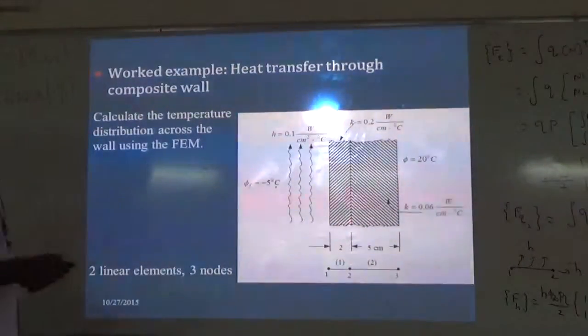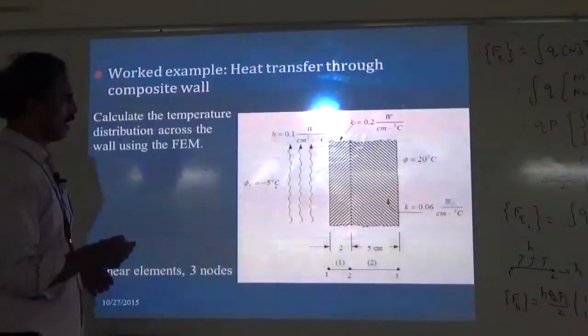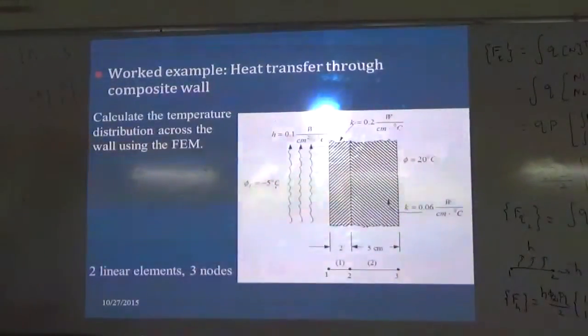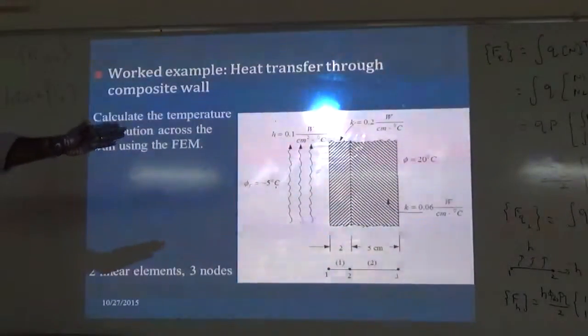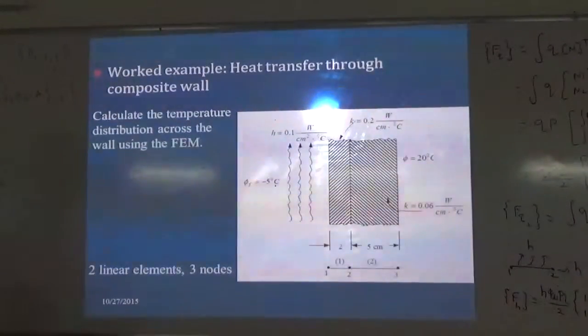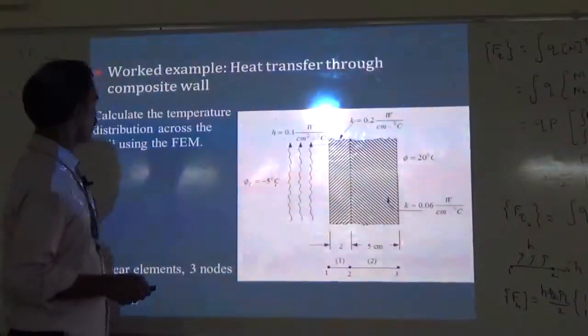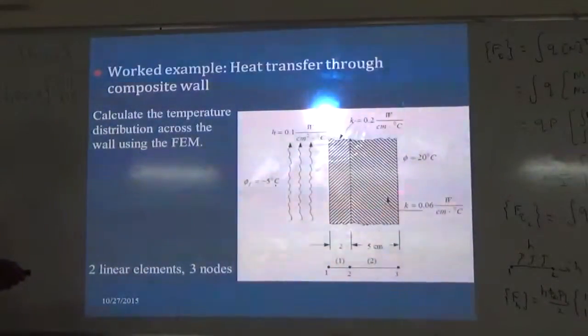In fact, this side temperature is given as minus 5 degrees Celsius. The corresponding convective heat transfer coefficient, the h value, is given. The other side is open to the atmosphere, and that temperature is 20 degrees Celsius. The corresponding k value for the inner layer is 0.2, and for the outer wall it is 0.06 watt per centimeter degree Celsius. The thickness is 2 centimeter and 5 centimeter. You are asked to find the temperature distribution across this wall.